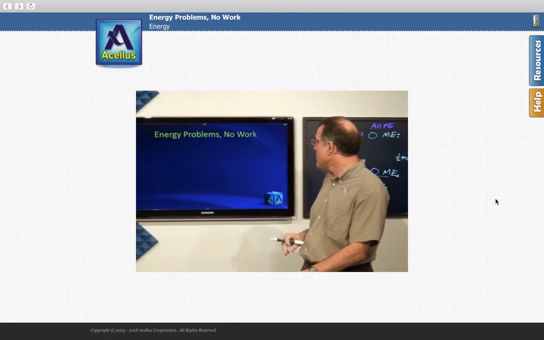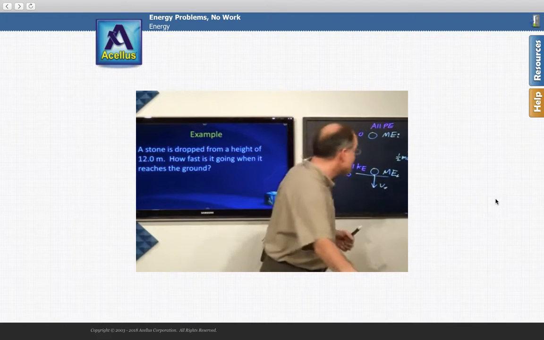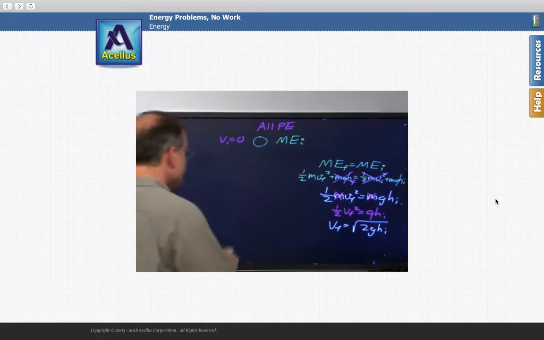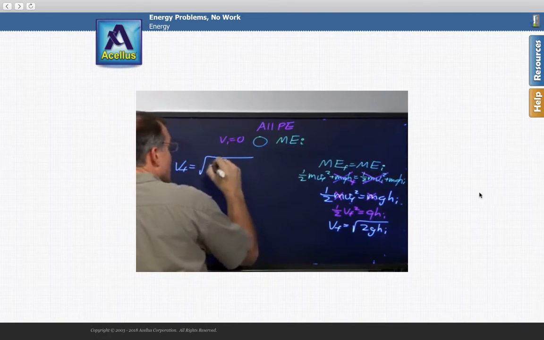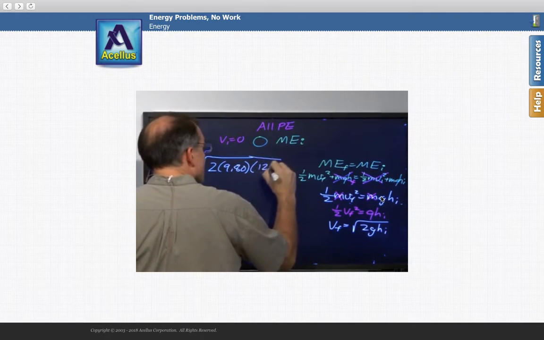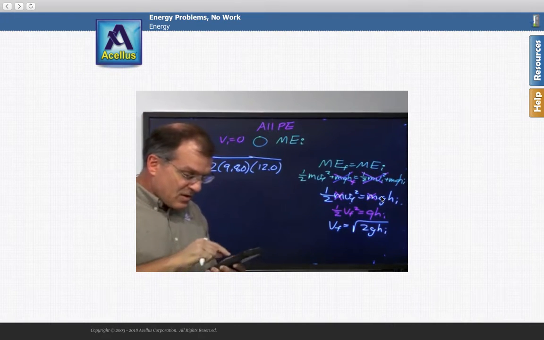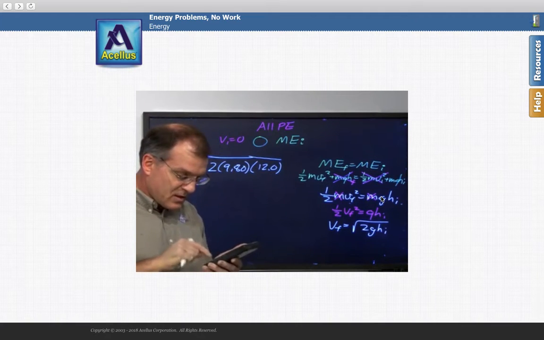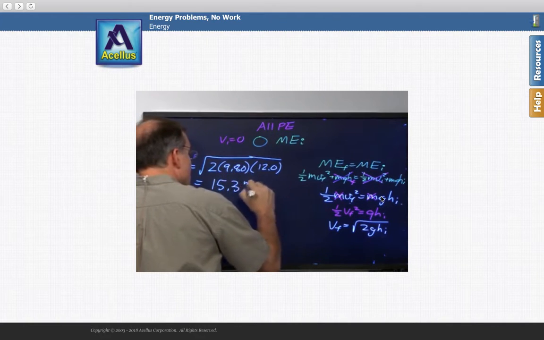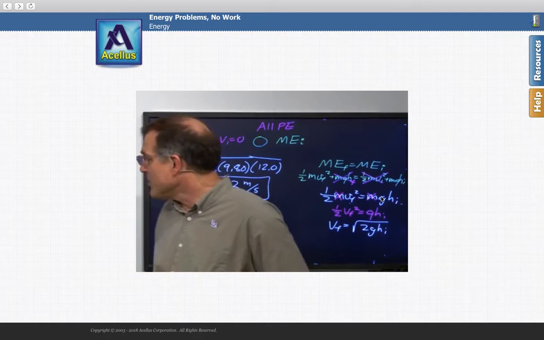Oh, and I have lost my problem. There we go. So we're almost done. You just plug in the numbers, and we'll have its velocity at the end, the square root of 2gh. Square root of 2 times 9.80 times the height, which was 12 meters. So it should be going fairly fast. Square root of 2 times 9.8 times 12 is 15.3 meters per second. Over 30 miles an hour, about 34 miles an hour from dropping 12 meters in the air.